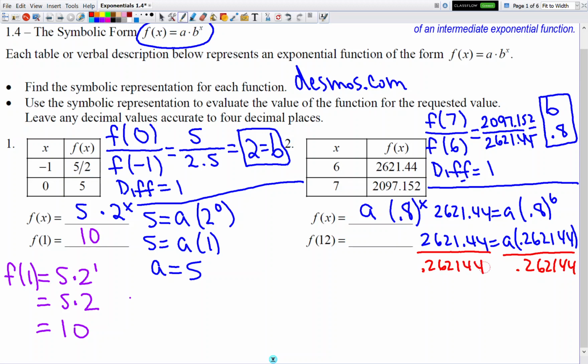When I do that, the right side is going to cancel out, so we're going to get a equals. And then when I divide this side, we're going to get 10,000. So on my equation line here, I'm going to erase the a, and I'm going to fill it in with a 10,000 instead.